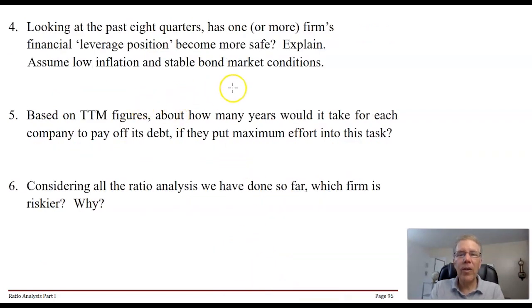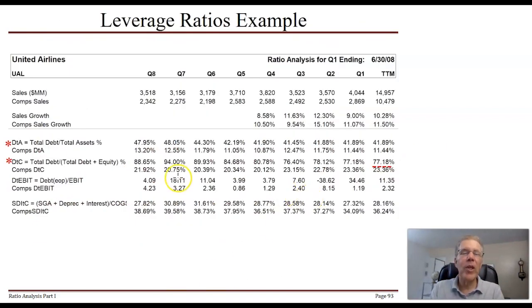Looking at the past 8 quarters, has one or both firms' financial leverage position become more safe? Explain. Assume low inflation and stable bond market conditions. Okay, so this just means assume no big macroeconomic effects in the macroeconomic bond markets, the treasury bond markets and things like that. So we can just look at these numbers without thinking about maybe there's some weird macroeconomic effect that we're not seeing. So leverage position, good way to measure it would be with debt to capital.